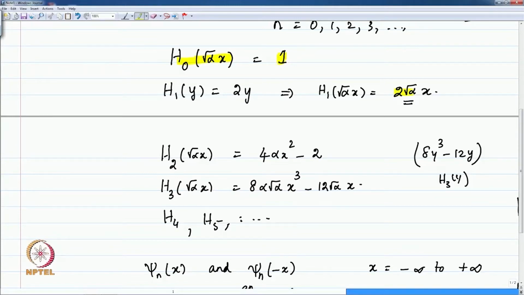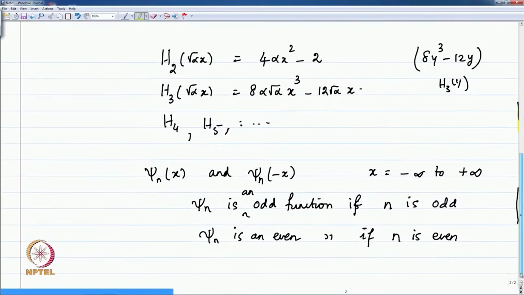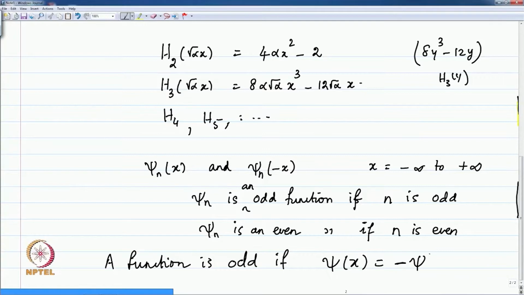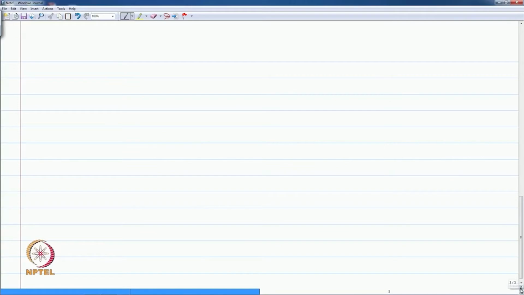h1 of x is simply x, therefore h1 of root alpha x is an odd function, because if x is negative, the function is also negative. What is the relation between odd and even functions? You might kindly recall that a function is odd if it has this property, namely psi of x is the negative of psi of minus x. Therefore, if the argument is negative, then the function changes sign.